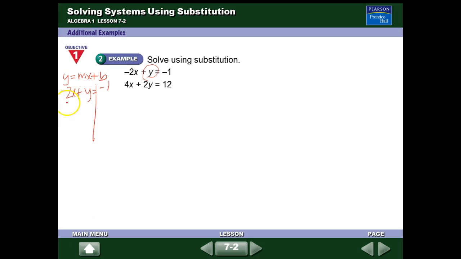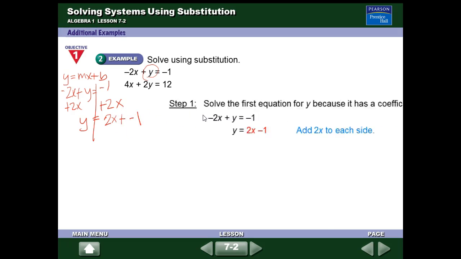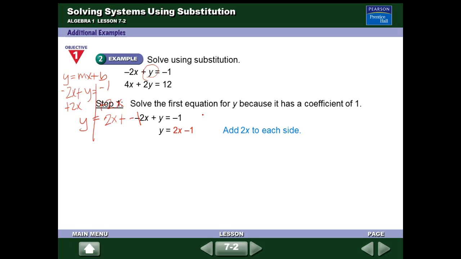I need to get y by myself. So we're going to add 2x to both sides. I get y equals, let's go positive first here, 2x plus a negative 1. Now, because I now know what my y value is here, I can take it and substitute it.